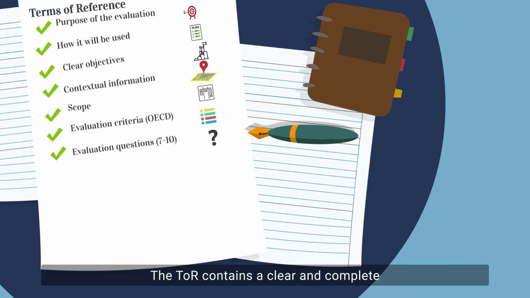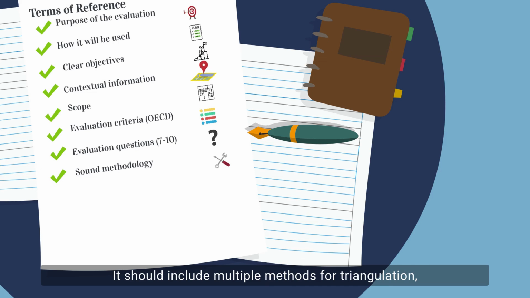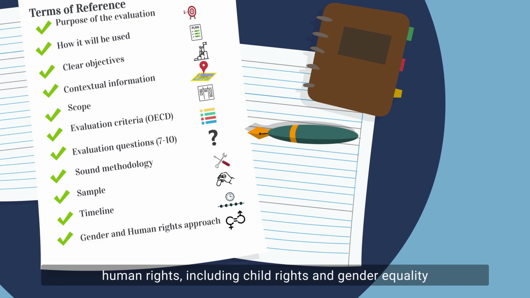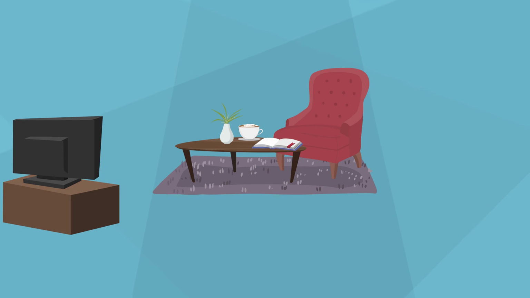The TOR contains a clear and complete description of a relevant design and methodological approach that are suitable for the evaluation's purpose, objectives, and scope. It should include multiple methods for triangulation, preferably with analysis of both quantitative and qualitative data and with a range of stakeholders. Sampling methods and size. Evaluation timeline with deadlines and deliverables. The terms of reference specifies how equity and human rights, including child rights and gender equality, will be incorporated in the evaluation design.